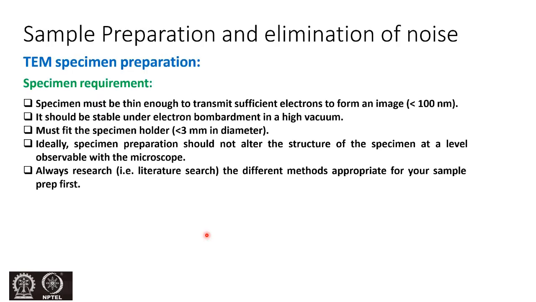Then sample preparation and the elimination of noise. When we talk about sample preparation, I already told you that we need a very thin cross section of the material, because the electron has to transmit through the sample. So it has to be very thin, around less than 100 nanometers. It should be stable under electron bombardment in a high vacuum, and it must fit in the specimen holder. The holder is less than 3 mm in diameter. And sometimes if we have a nanoparticle, we have to coat it on the TEM grid.